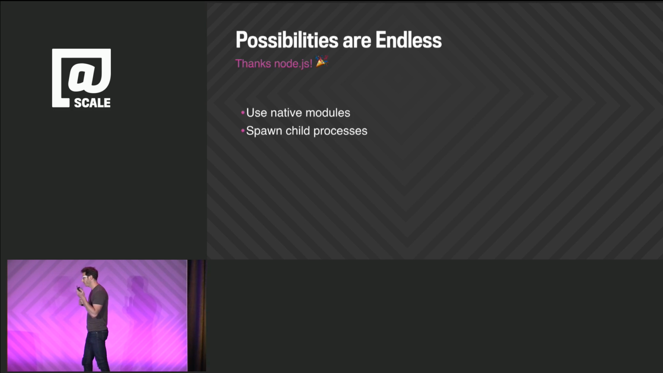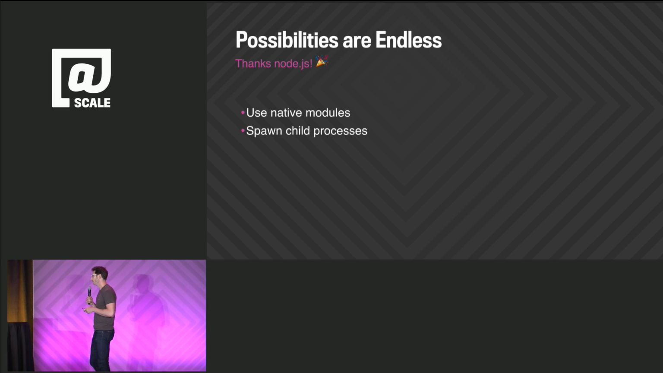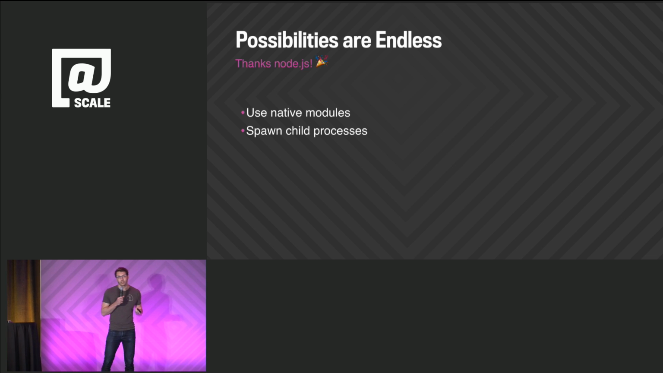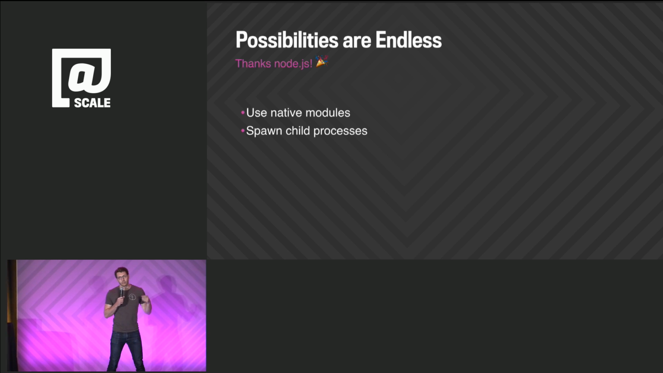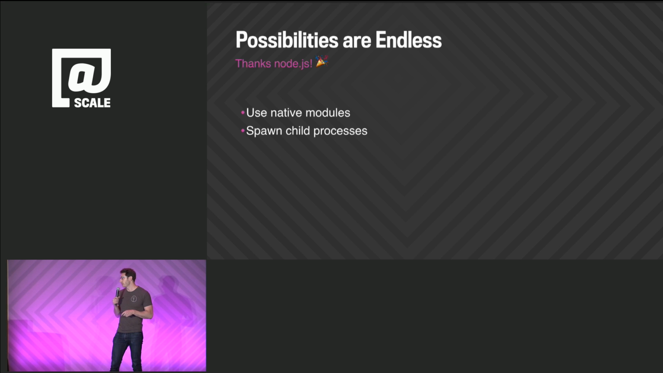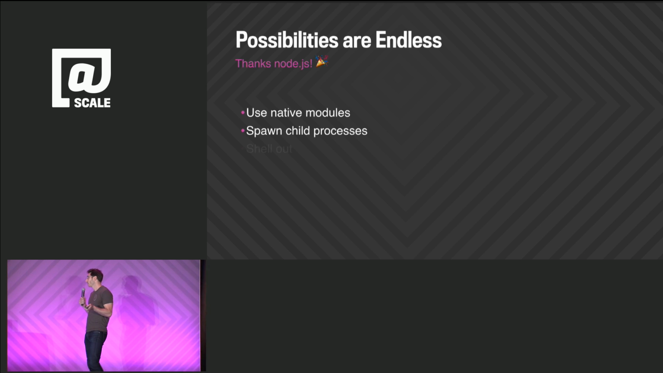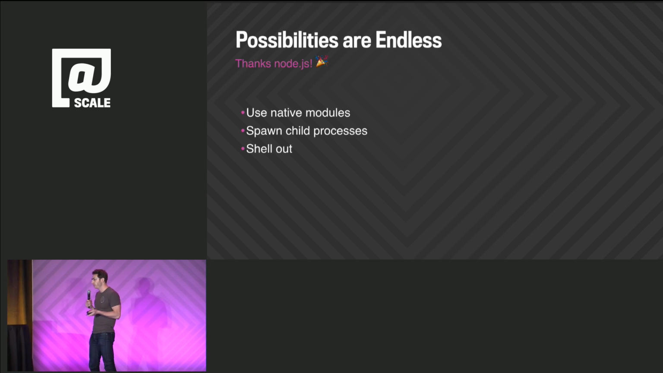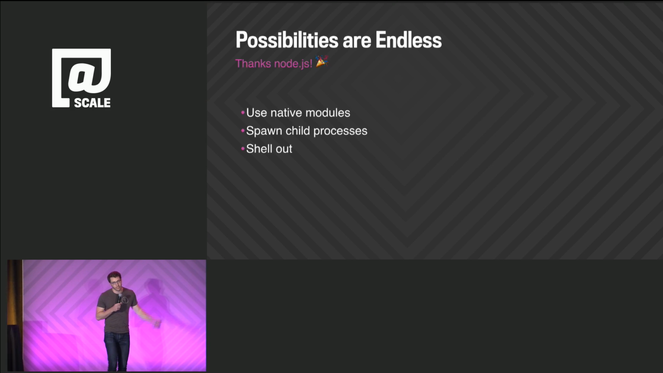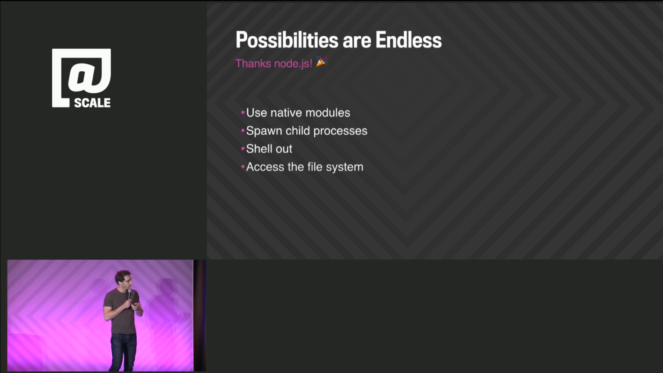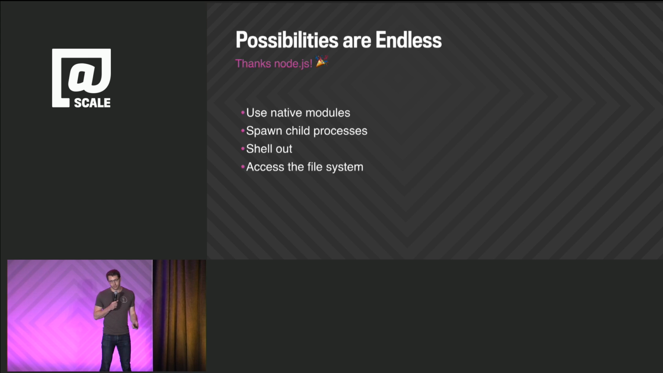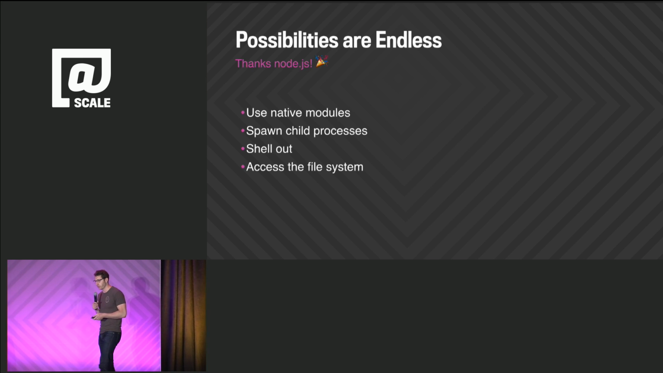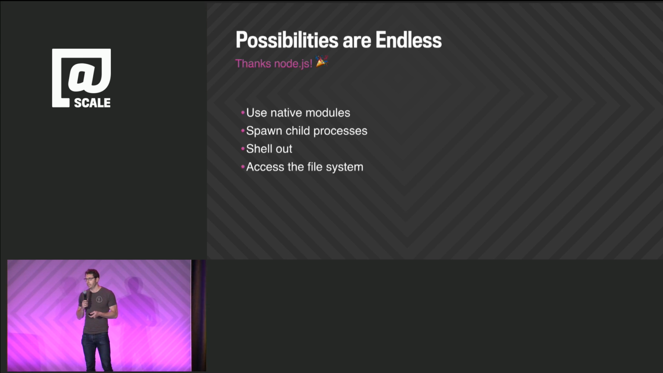The second thing is you can spawn child processes. These can be long-running processes that do work, and that doesn't interrupt the main UI process. The next thing is you can shell out. If you didn't want to use node-git, you can just shell out to Git. It's really easy. You can obviously access the file system, and you can use any of Node's built-in libraries like fs.